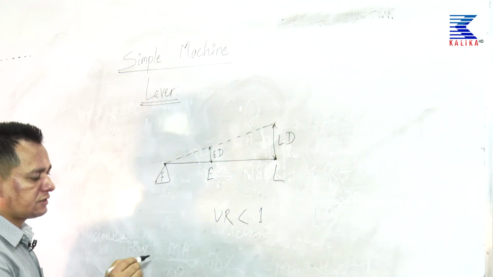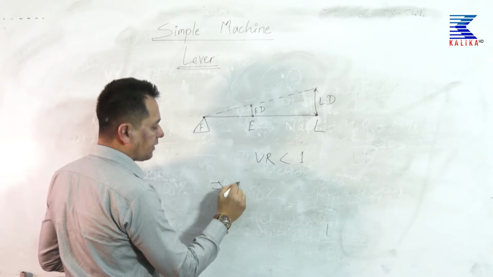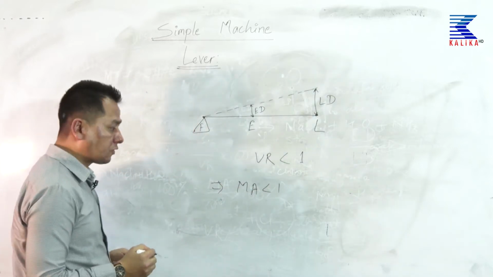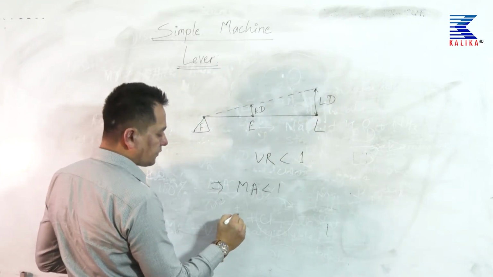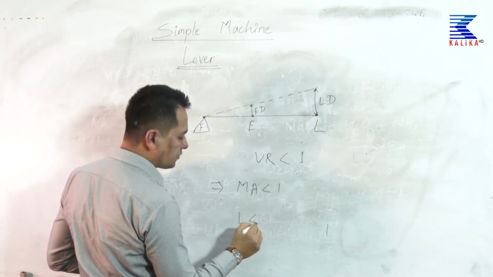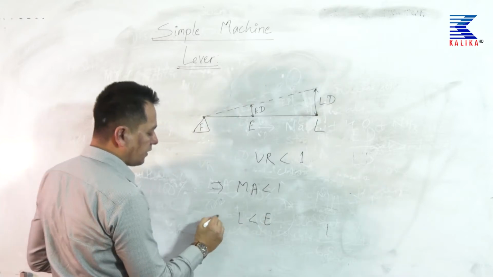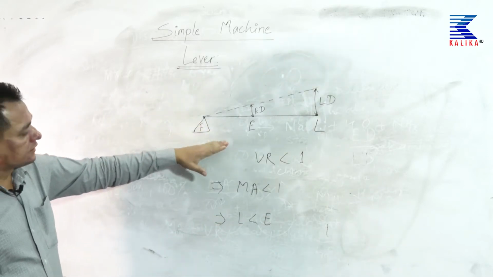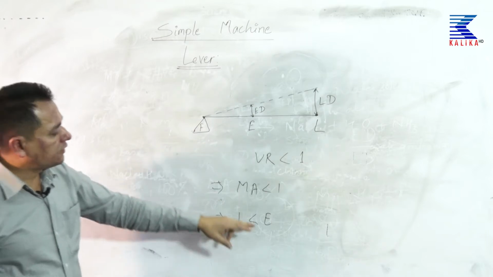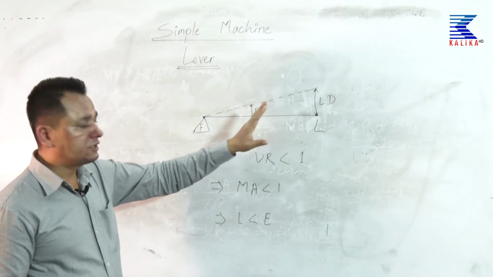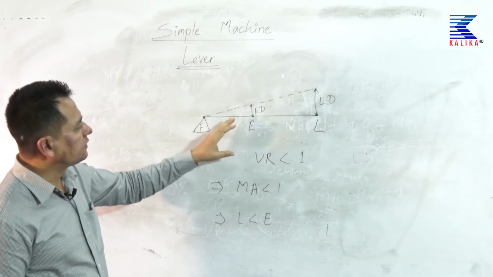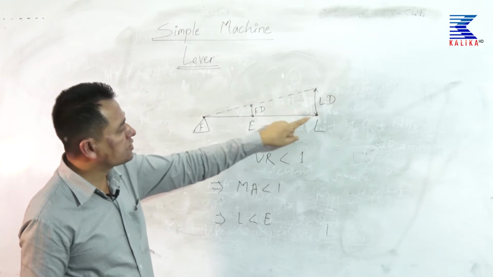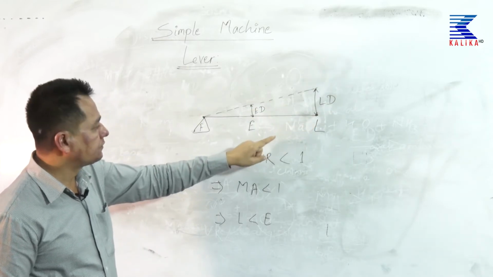So this implies MA is less than 1. MA less than 1 means the load overcome is smaller than the effort applied. So in third class lever, the effort that we apply here is always bigger than the load we overcome, right?